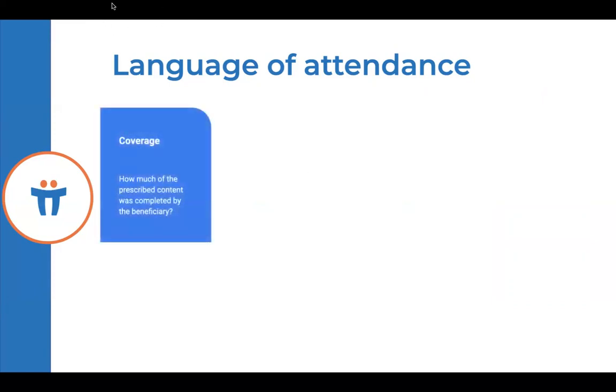Cool. So the first metric of attendance is coverage. That's kind of the colors of the previous example that we talked about. So how much of the prescribed content was completed by the beneficiary? In our mental health example, that was all the colorful sessions. In a football club, you might have defending, attacking, passing, and goalkeeping, and you want to cover that. In a maths class, you might do addition, subtraction, algebra, for example. So that's coverage. What have we done with the beneficiaries in the program?